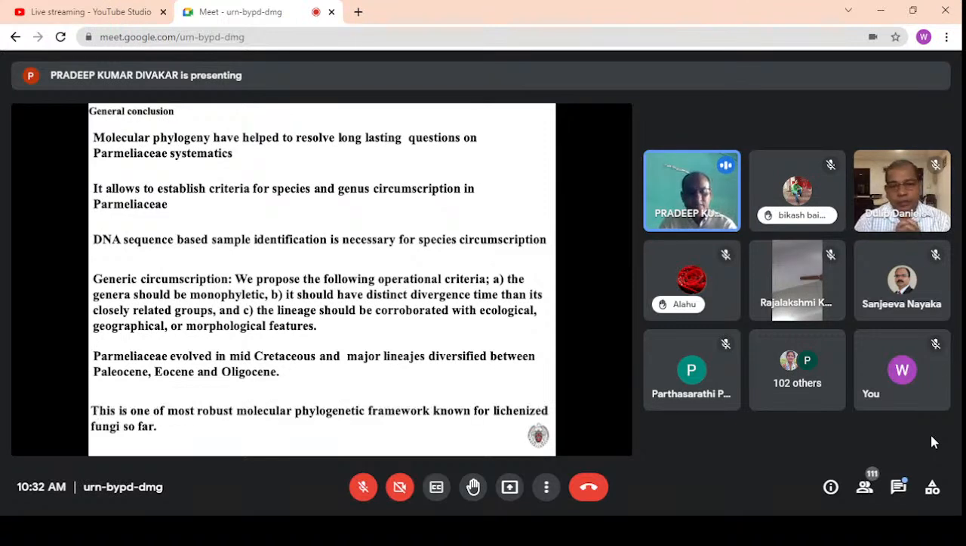Today, I could say with confidence, this is one of the most robust phylogenetic frameworks known for the lichenized fungi so far, and this can be used as a model system not only in lichens but also in other groups of the ascomycete fungi. With this, I will stop talking and open the session for questions.